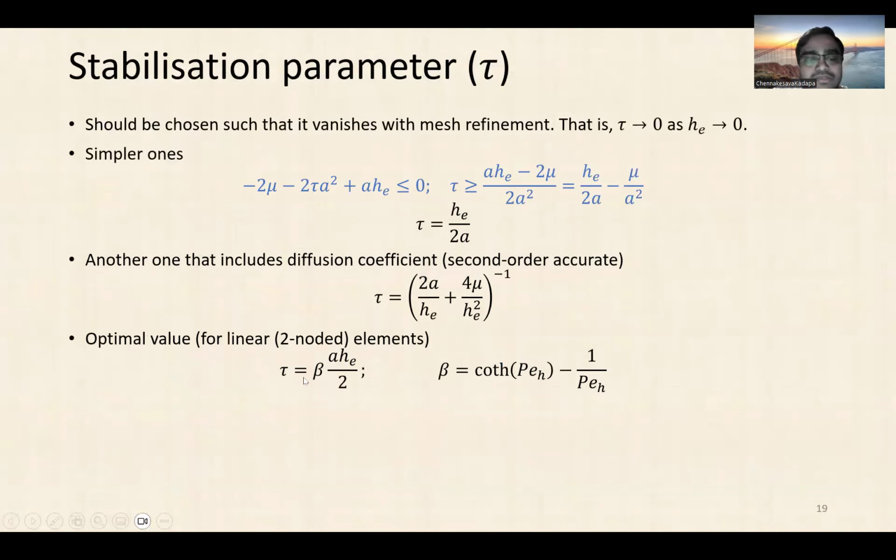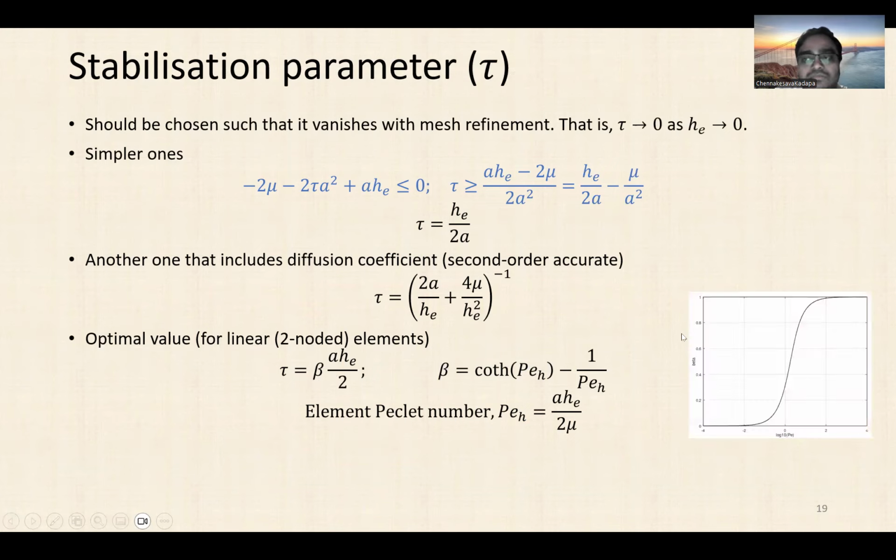So the optimum value is tau equal to beta AHE by 2, where beta is a parameter. It depends on the element Peclet number PH, where PH is AHE by 2U. And beta varies between 0 and 1. So this is the plot of log 10 of Peclet number versus beta.